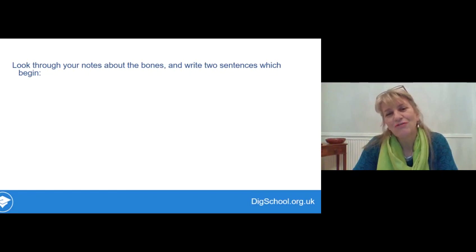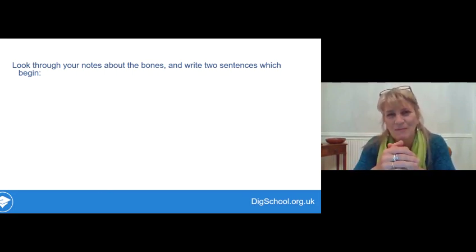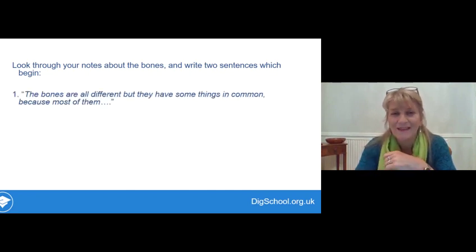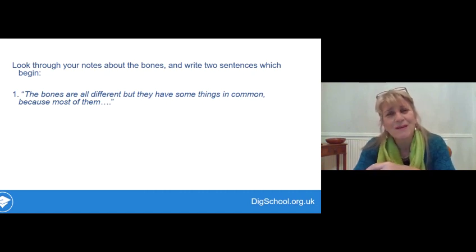So, have a look through your notes about the bones, and while you've got the thoughts fresh in your head, just write out a couple of sentences which summarise what you're thinking about them. Remember, we're trying to work out why all these bones turned up in a garden in the middle of Cambridgeshire. So write a couple of sentences. First one should begin, the bones are all different, but they have some things in common because most of them, and say what you think a common theme running through some or all of the bones is.